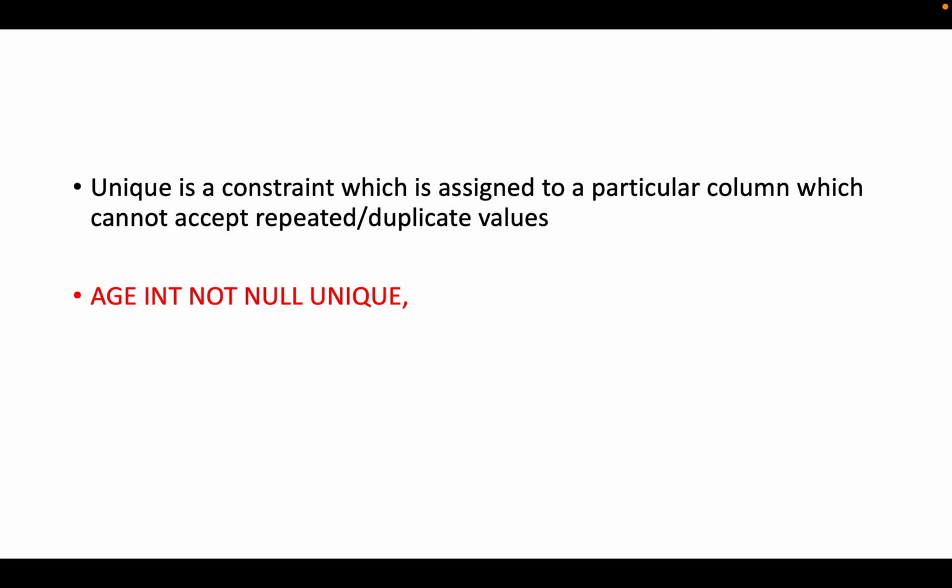So what is unique? From the name we can understand that unique is a constraint assigned to a particular column which cannot accept repeated or duplicate values. The data we are applying must be unique. Let's see an example: age, int, not null, unique. Just leave the rest aside for now about this unique. It must be unique.